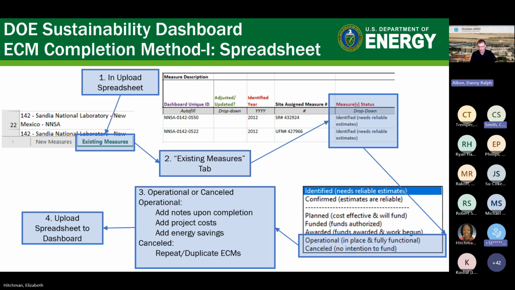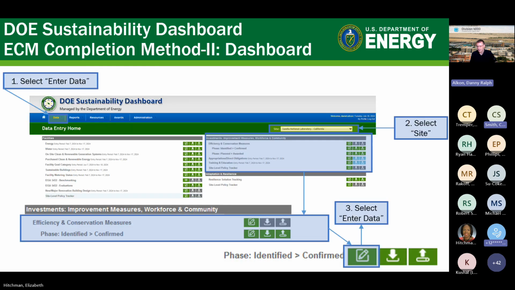And that's something that our goal is to get better at. And then we also have canceled duplicates, because previously we've had a large number of duplicates within the dashboard, and we have been cleaning up the dashboard. And then once you've done that, the next is just uploading it back to the dashboard like I showed previously.